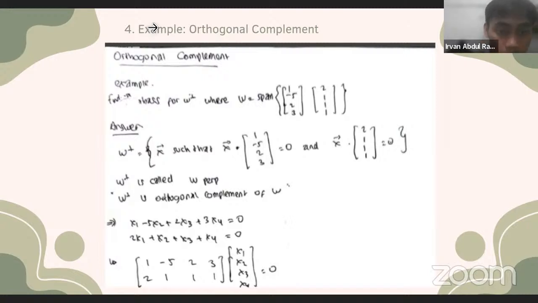Then by the definition we can write the equation like this: x1 minus 5x2 plus 2x3 plus 3x4 is equal to 0, and so on. Then we can write it into matrix form like this: the matrix with rows (1, -5, 2, 3) and (2, -2, 1, 1), times (x1, x2, x3, x4), is equal to 0. Next.